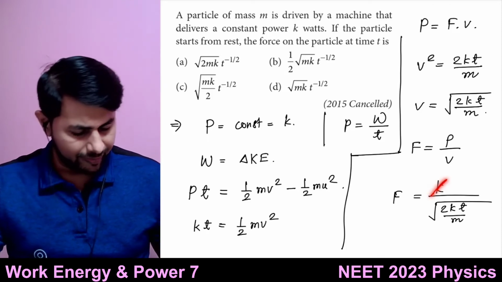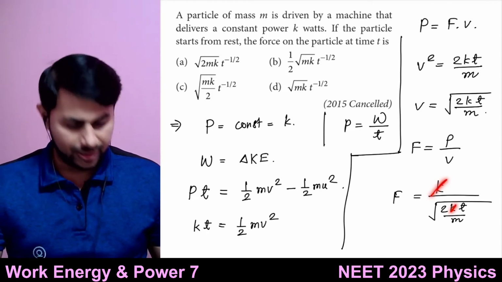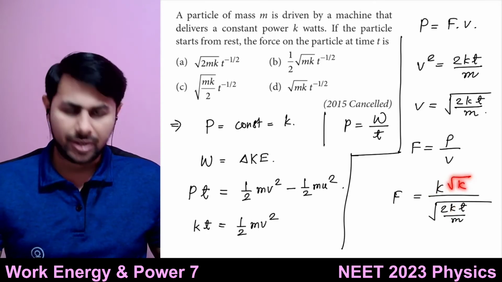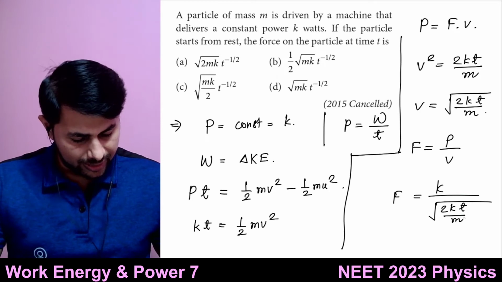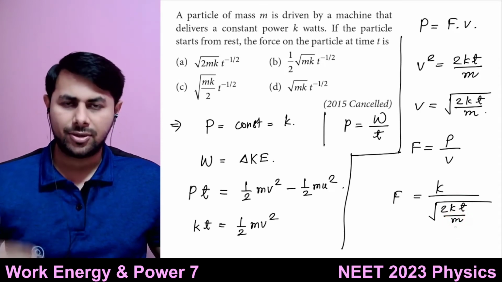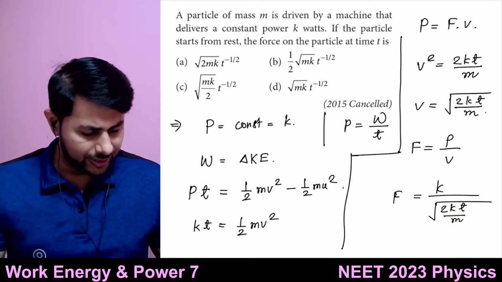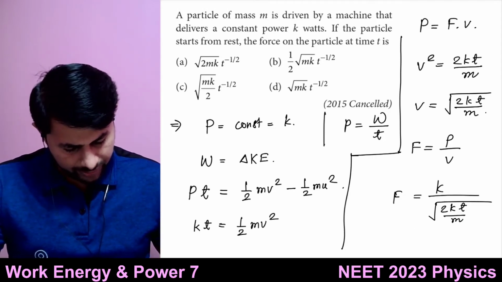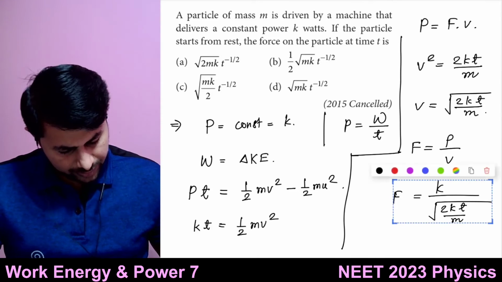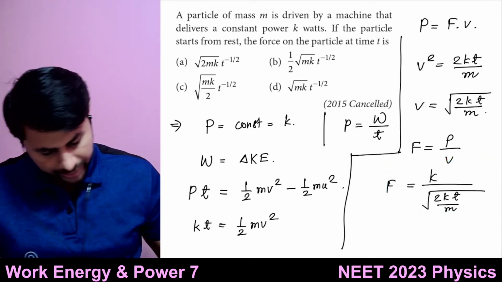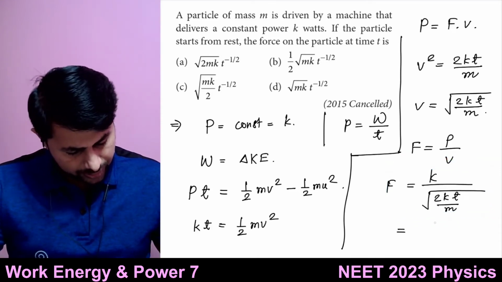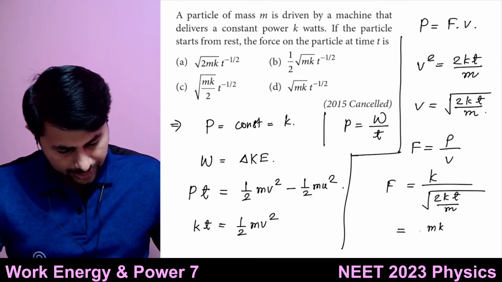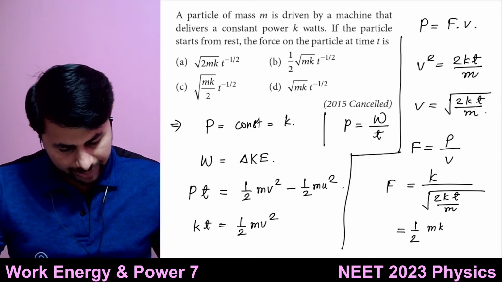This k and the square root of k will get cancelled, right? I mean, the square root of k will remain there, and this square root of m is in the denominator. You can take it to the numerator. So this will be equal to square root of mk in the numerator and 2 in the denominator. We can take 1 by 2 out.